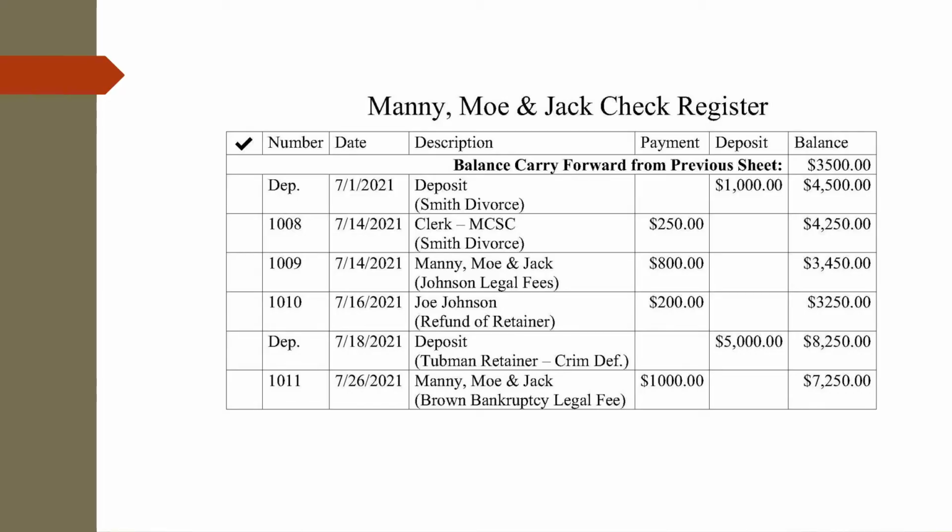Let's take a look at a sample check register or receipt and disbursement journal. On the screen is a sample receipt and disbursement journal for the law firm of Manny, Moe, and Jack. Notice that it lists every transaction into and out of the IOLTA account for all clients. The purpose of the receipt and disbursement journal is to record all of the transactions into and out of the IOLTA account and to track the total amount of money in the account. In the sample check register, notice that we include information as to what client or matter each transaction is associated with. This will make it much easier to find and correct any mistakes in the future.